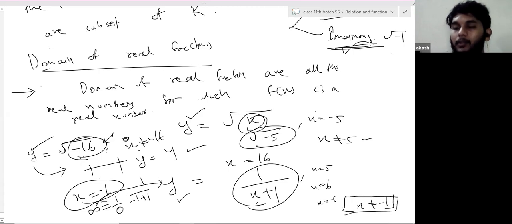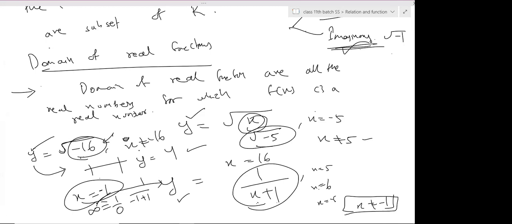Is this thing clear or not? What I'm saying, domain of real functions? Yes or no? Enough, Fahad? Yes, sir, it's clear.